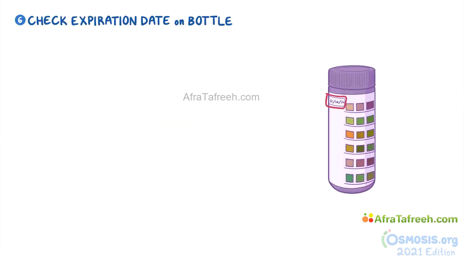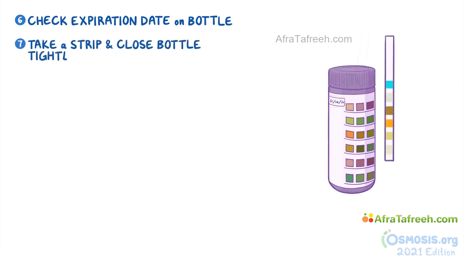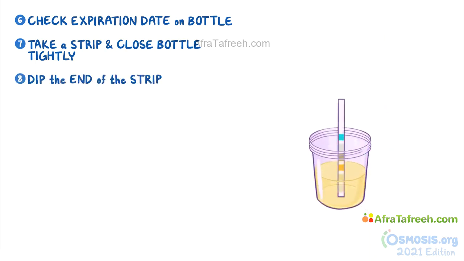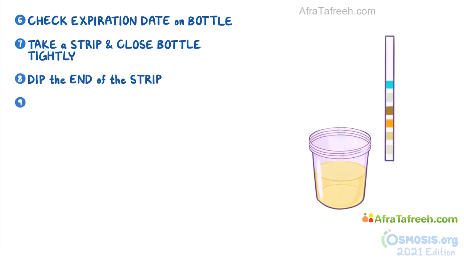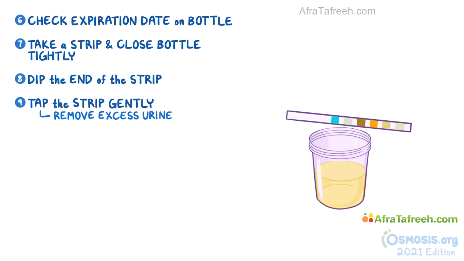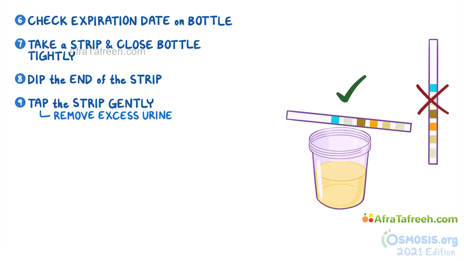Now, before using the reagent strips, don't forget to check the expiration date on the bottle. Do not use expired strips or strips that are discolored. Take a strip and then close the bottle tightly. Make sure not to touch the end of the strip because that's the test area. Dip the end of the strip in the urine and then remove it immediately. Tap the strip gently against the container to remove excess urine. Make sure to hold the strip horizontally to avoid mixing the chemical reagents.